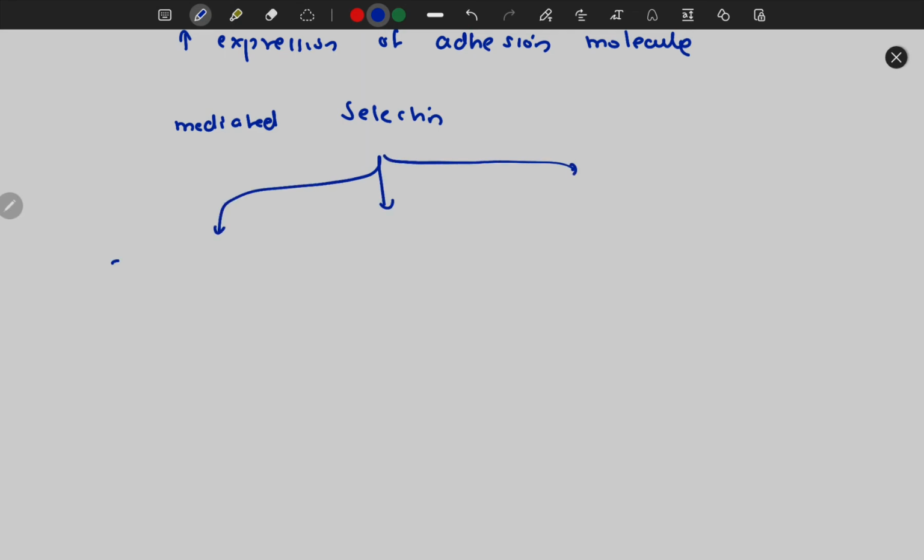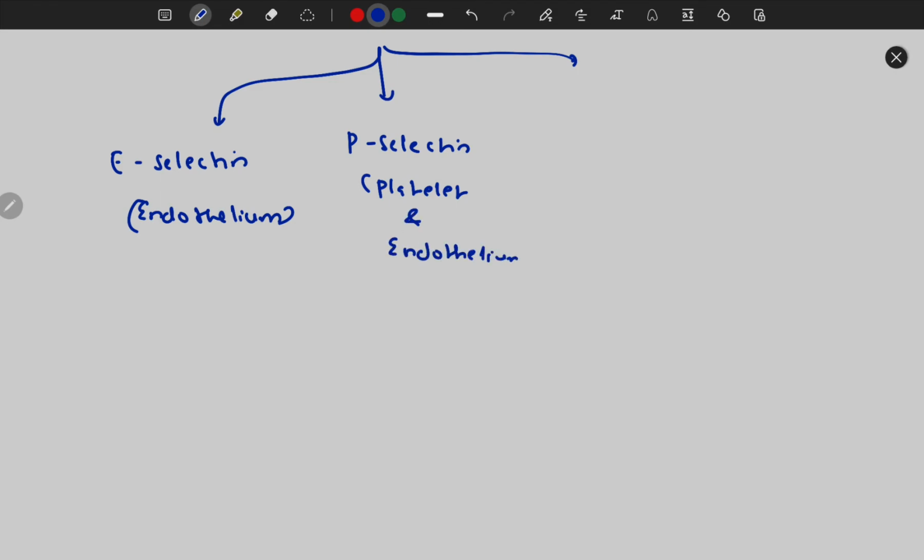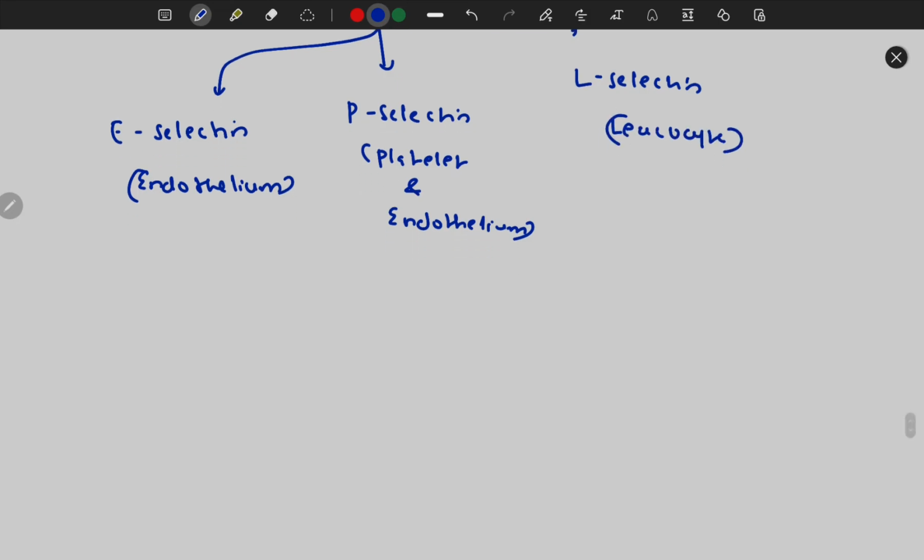That is E-selectin, because this molecule is expressed in endothelium. Then we have P-selectin. This molecule is expressed in platelet and endothelium. Then we have L-selectin. That means these are expressed in leukocytes.